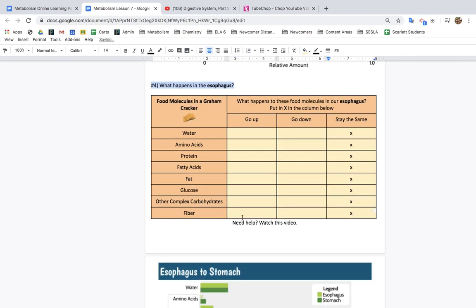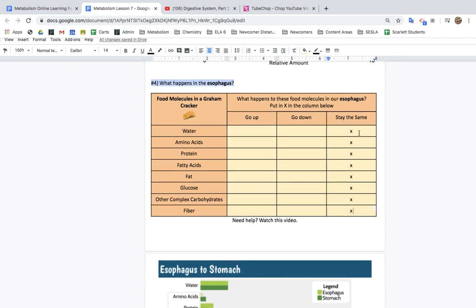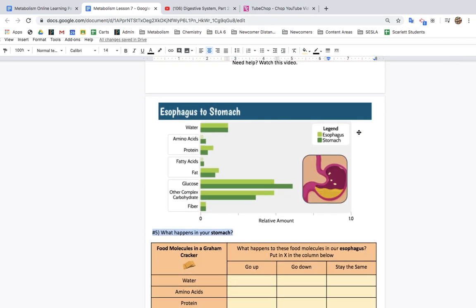So here I might say we can conclude not a lot of digestion is happening in the esophagus because all the food molecules stay the same. Let's move on to the stomach.